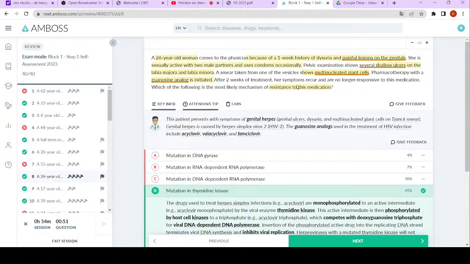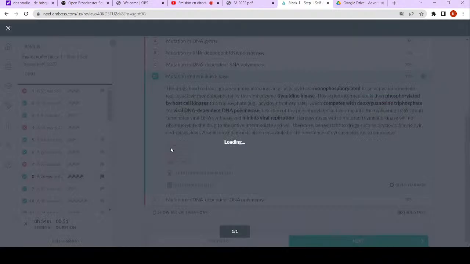So you can read this and you can tell us that this patient has herpes simplex virus 2, because it's the genital one, and what you have to treat this patient with is guanosine analogs, that are acyclovir, valacyclovir, and famciclovir. And they act like this.